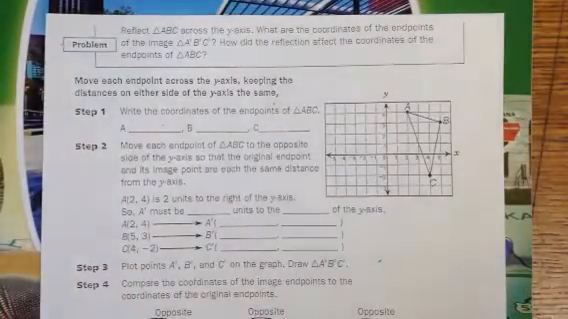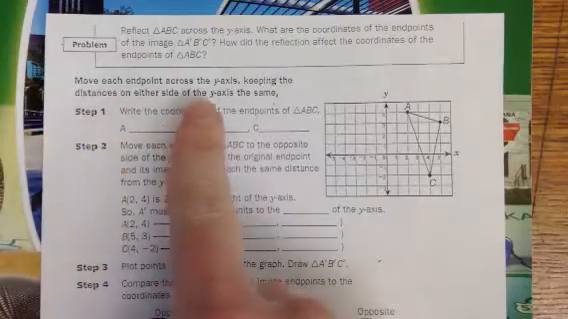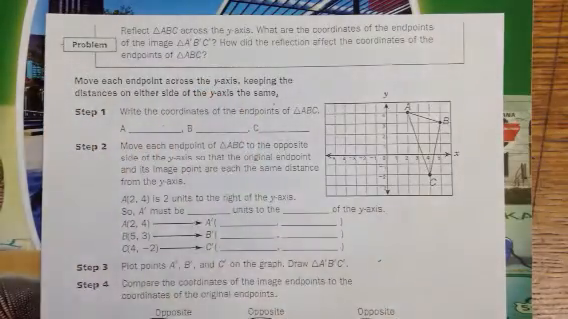The problem says, reflect triangle ABC across the y-axis. What are the coordinates of the endpoints of the image triangle A', B', C', and how did the reflection affect the coordinates of the endpoints of triangle ABC? So it says, move each endpoint across the y-axis, keeping the same distance on either side of the y-axis.